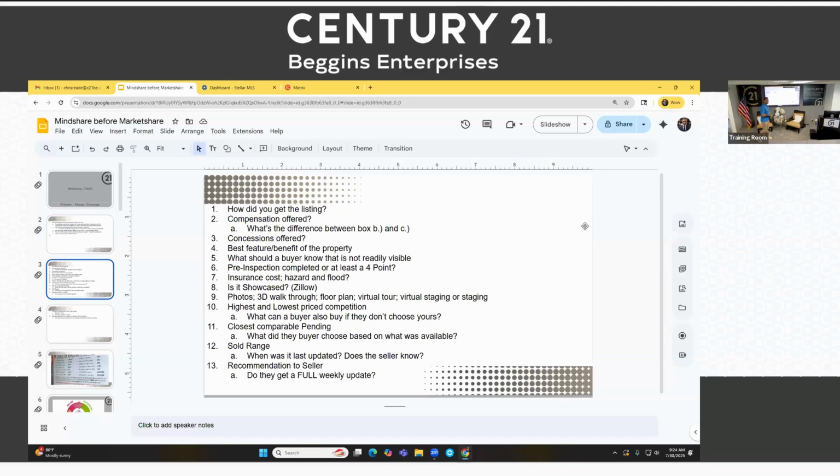Number 9, do you have professional photos? Do you have a 3D walkthrough? Do you have a floor plan? If you have a Zillow Showcase, you have all of those things and have done those. But if you don't have a Zillow Showcase, you probably want to look into doing that. The virtual tour, if you do the 3D walkthrough, becomes that clicking item where they can click through and actually zoom in and do a 360 walkthrough of the house. That's their virtual tour. Great product.